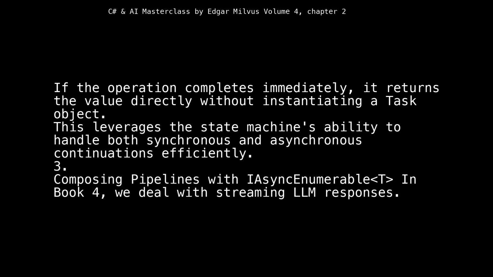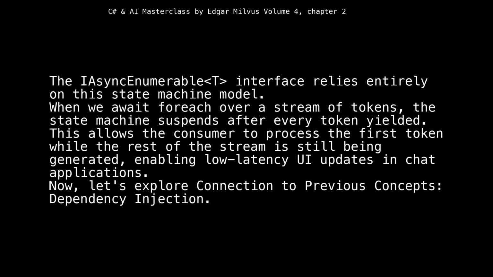3. Composing pipelines with IAsyncEnumerable<T>. In Book 4, we deal with streaming LLM responses. The IAsyncEnumerable<T> interface relies entirely on this state machine model. When we await foreach over a stream of tokens, the state machine suspends after every token yielded. This allows the consumer to process the first token while the rest of the stream is still being generated, enabling low-latency UI updates in chat applications.